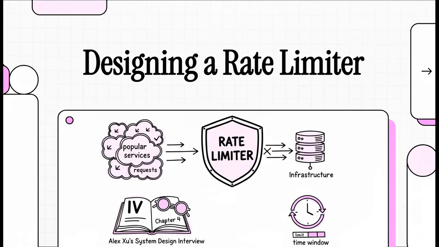Have you ever really stopped to think about what keeps your favorite apps and websites from just collapsing? There's this silent, invisible guardian working behind the scenes, a thing called a rate limiter. Today, we're going to pull back the curtain and see exactly how they work, diving right into Chapter 4 of Alex Su's fantastic book on system design.